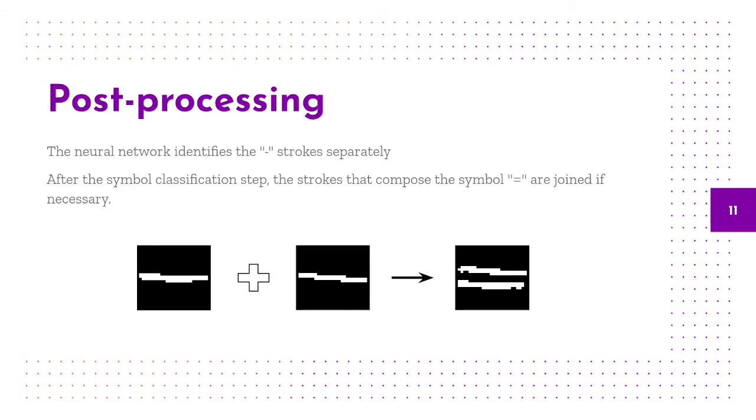After the symbol classification step, the post-processing step is performed. The segmentation step divides all unconnected strokes into individual symbols. There are cases, however, that symbols have unconnected strokes, such as the equal symbol. In this case, the neural network identifies the minus symbol separately, and after the symbol classification step, the strokes that compose the symbol equal are joined, if necessary, in the post-processing step. Here I have an example of this process. So there are two minus symbols, but they actually belong to the equal symbol. So in this process, they are joined.